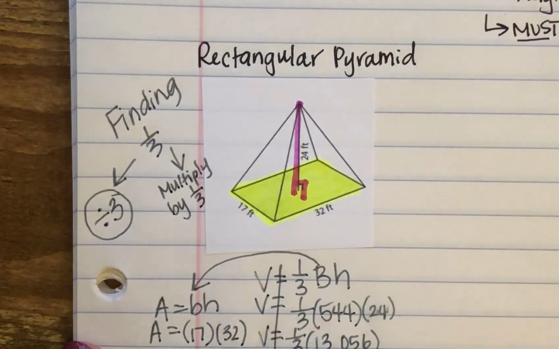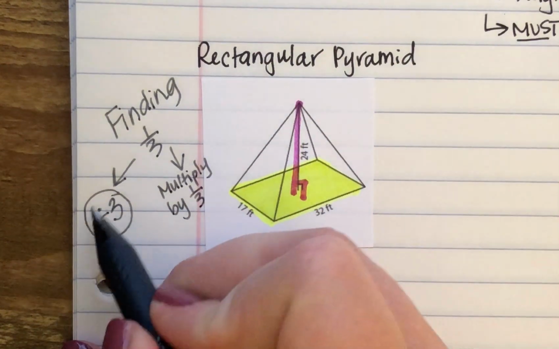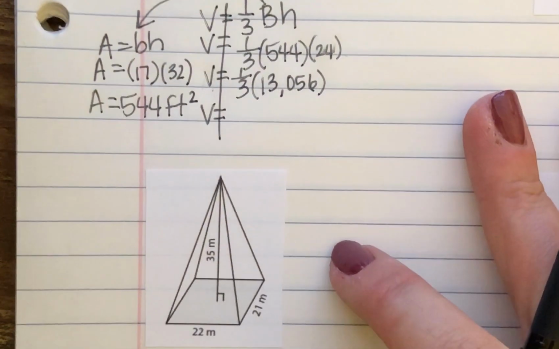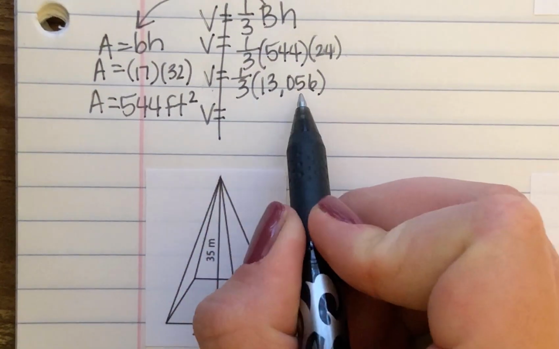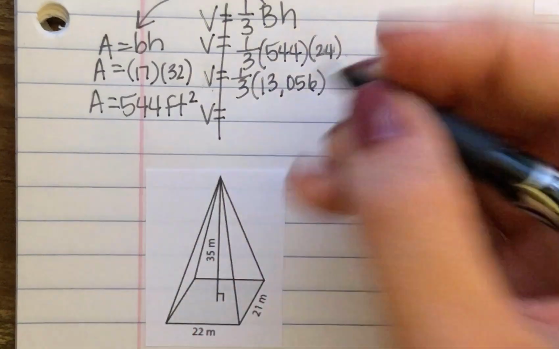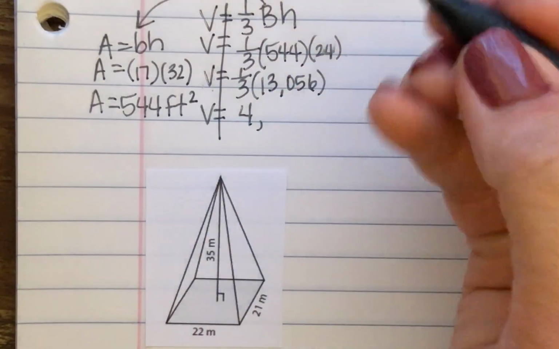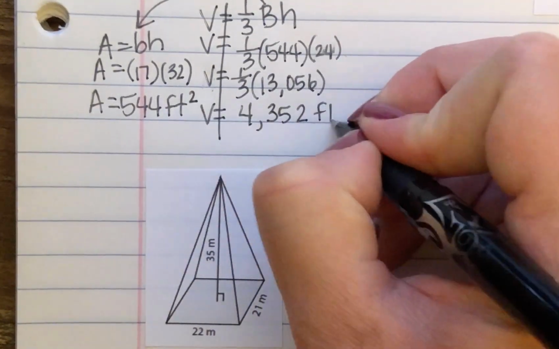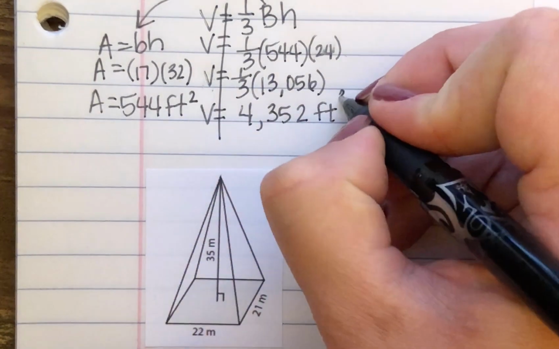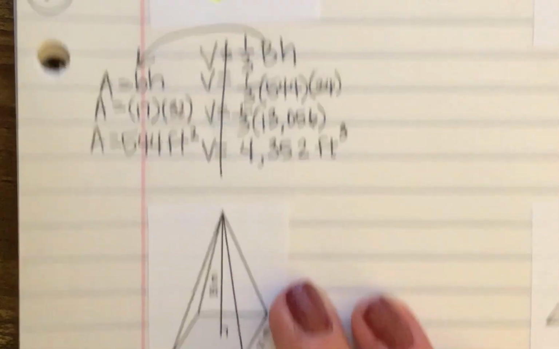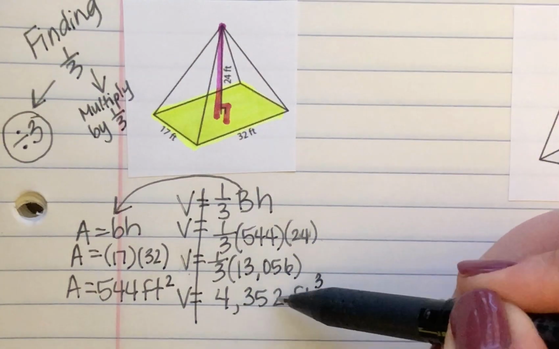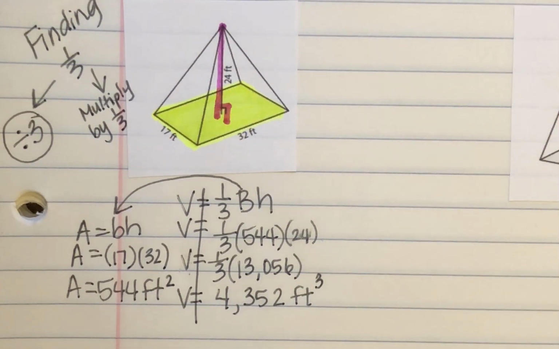That would just be the top times top and bottom times bottom. You're going to see me do this division by 3 because it's going to get us there just a little bit faster. So if I take 13,056 and divide it by 3, we're left with 4,352, and this is feet, and because it is volume, it's going to be cubed. So the volume of this rectangular pyramid is 4,352 feet cubed.